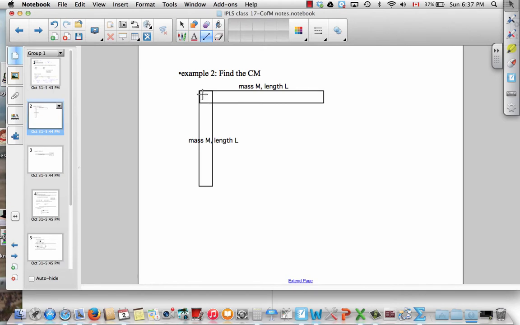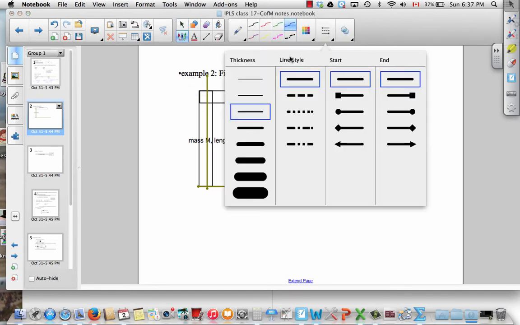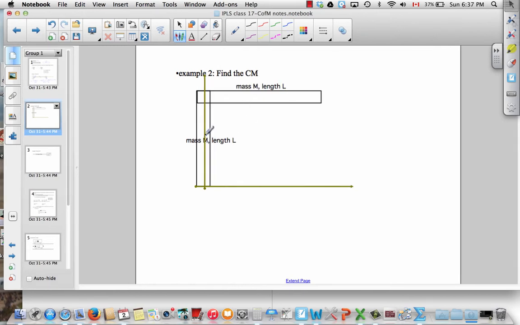Next, let's consider this two-dimensional object. So we'll put a y-axis here, and then we'll put our x-axis here. And we need to assign coordinates for the centers of these two objects. So this first piece, we'll ignore the thickness of the piece, and then its x-coordinate will be 0, and its y-coordinate is half L. This piece up here, the x-coordinate is half L, and the y-coordinate is just L.